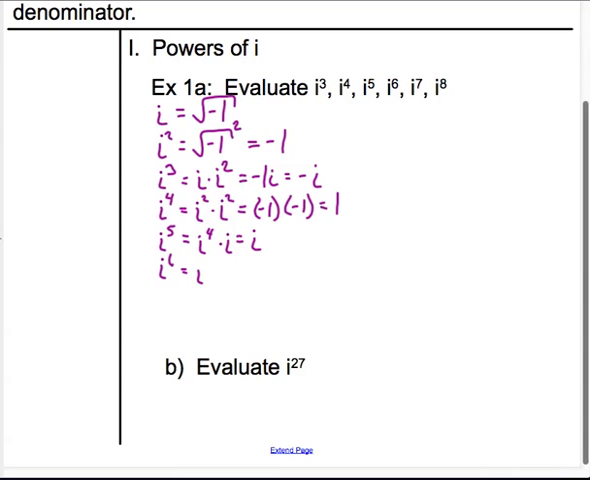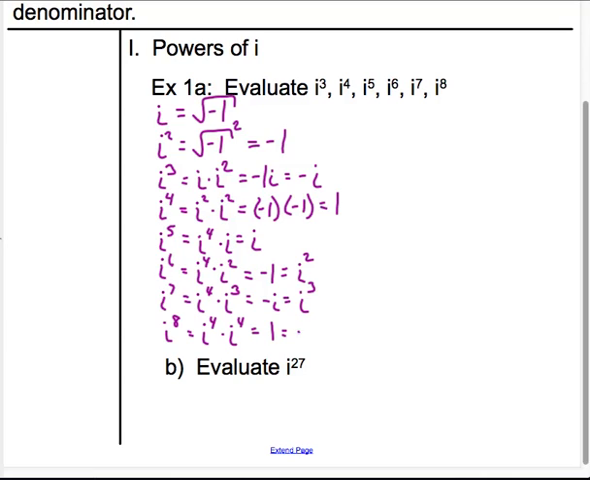i to the sixth is i to the fourth times i squared. i to the fourth is 1, and i squared is -1, which is the same thing as i squared. i to the seventh is i to the fourth times i cubed. i to the fourth is 1, i cubed is -i. And then i to the eighth equals i to the fourth times i to the fourth, which is 1 times 1, which is the same thing as i to the fourth.